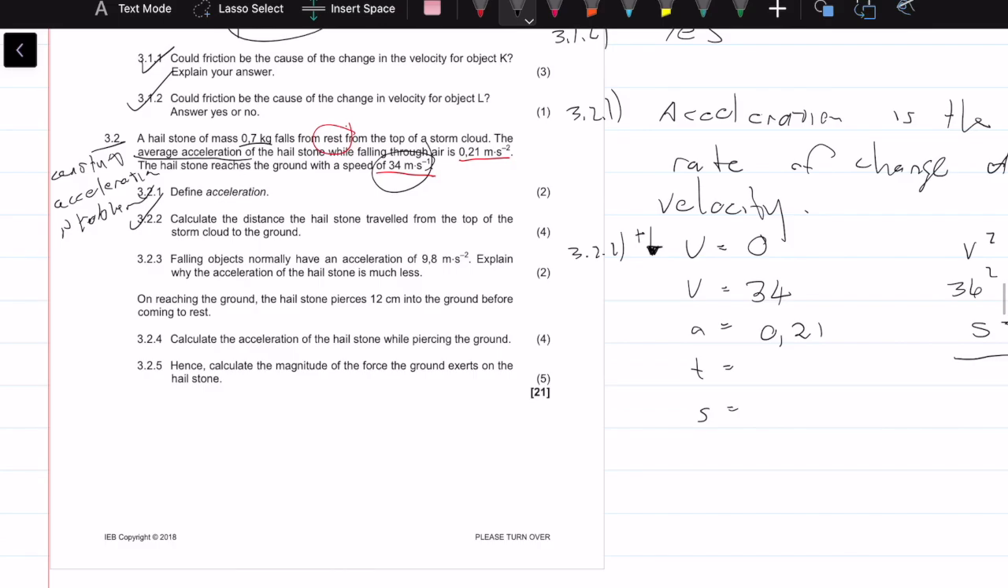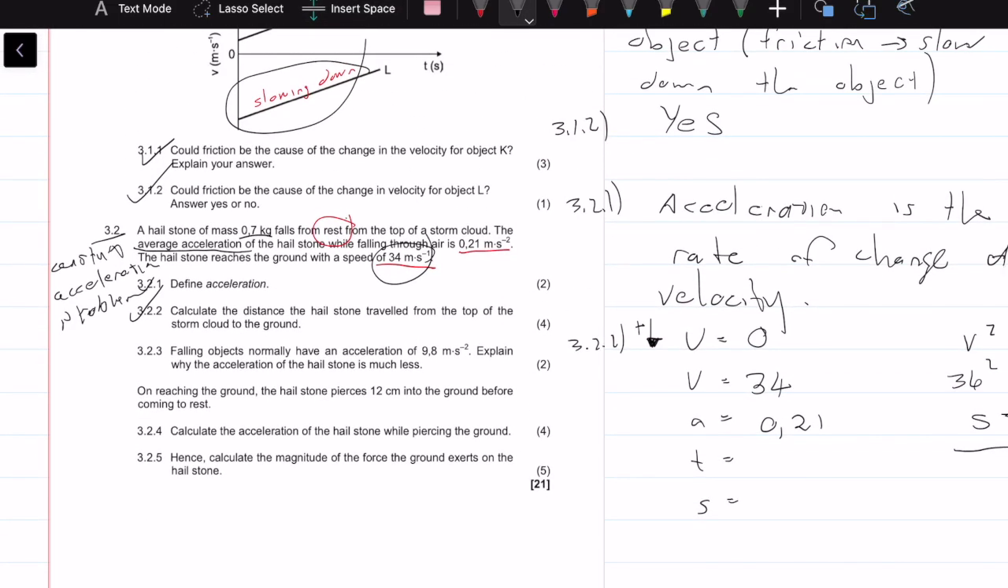Question 3.2.3. Falling objects normally have an acceleration of 9.8 meters per second squared. Explain why the acceleration of the hailstone is much less.